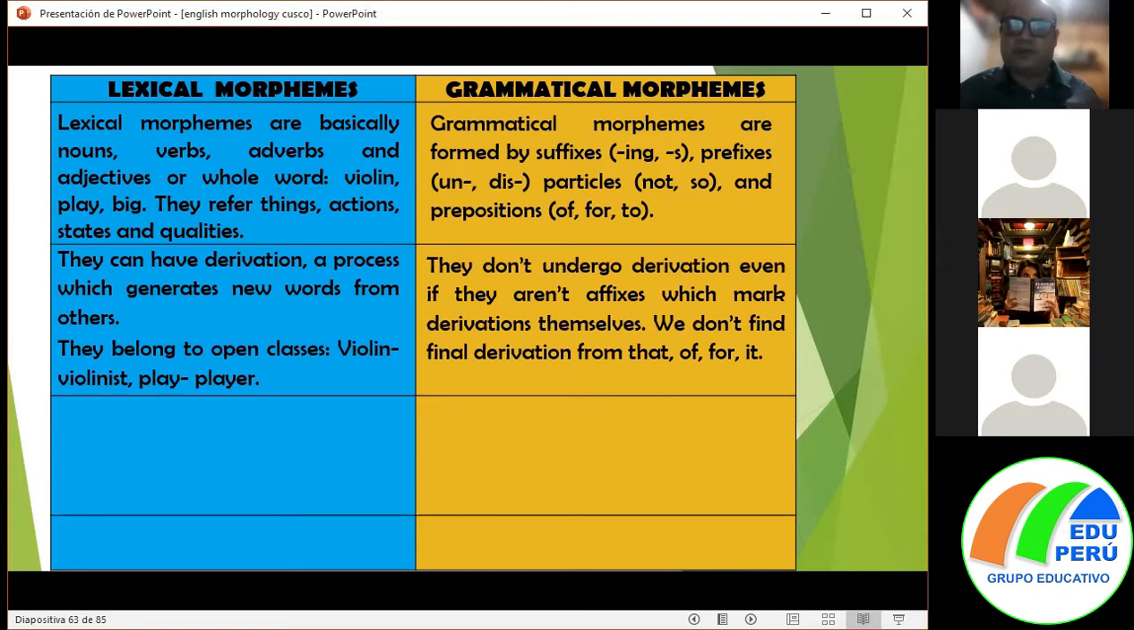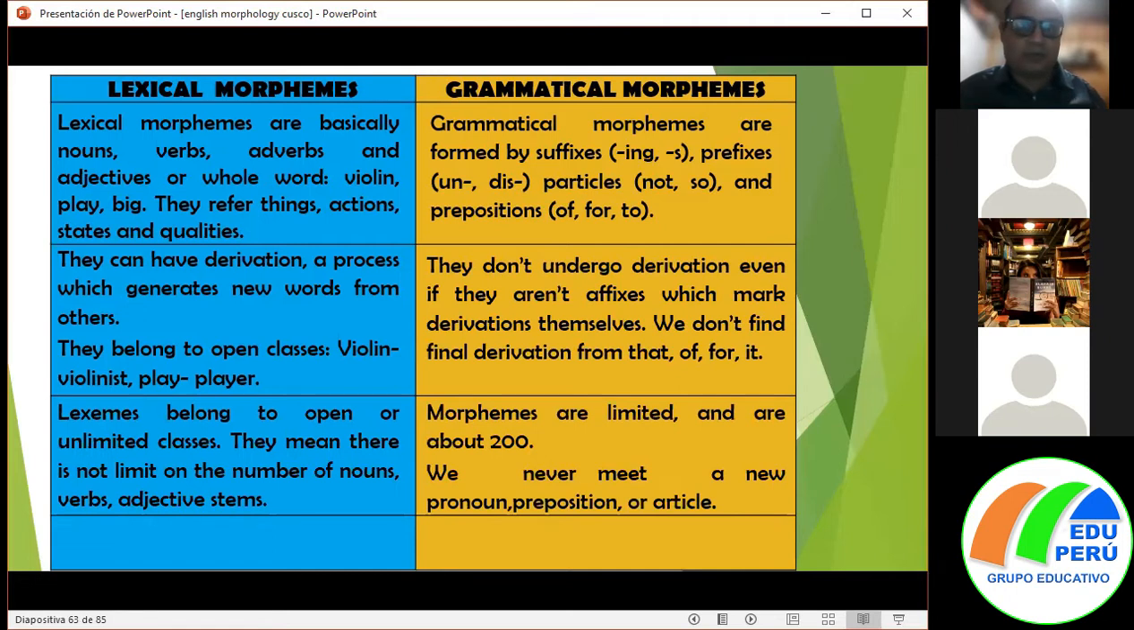On the other side, grammatical morphemes are formed by suffixes or prefixes or particles. Notice they don't have derivation. Some of them produce derivation. When we use suffixes and prefixes, we are producing derivation. But most of the time we produce inflection too.